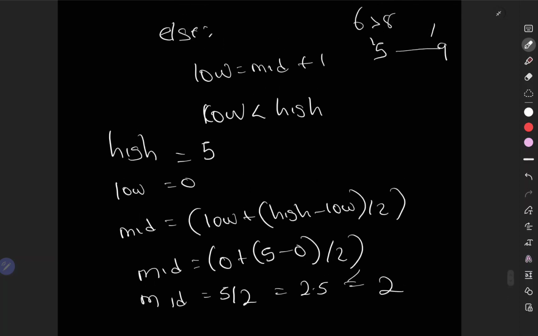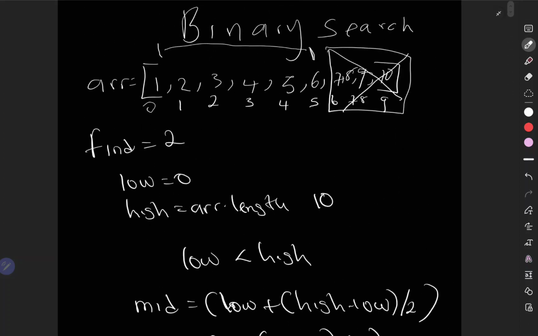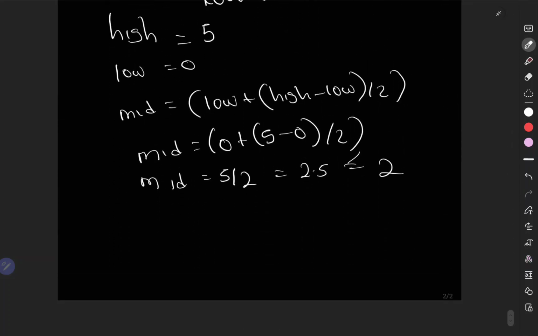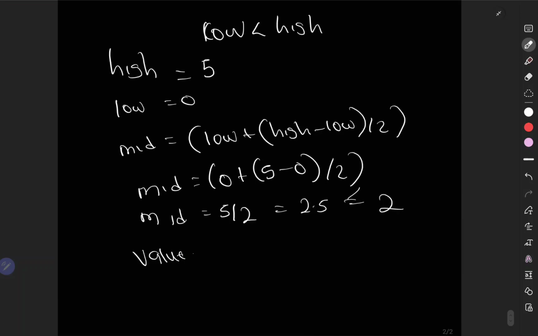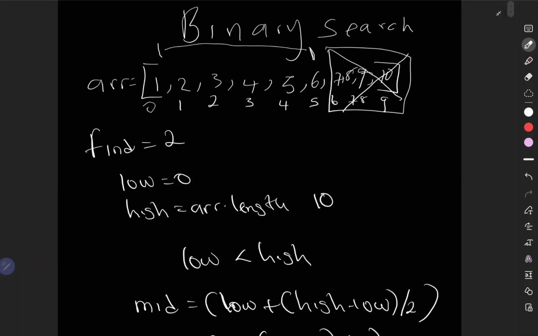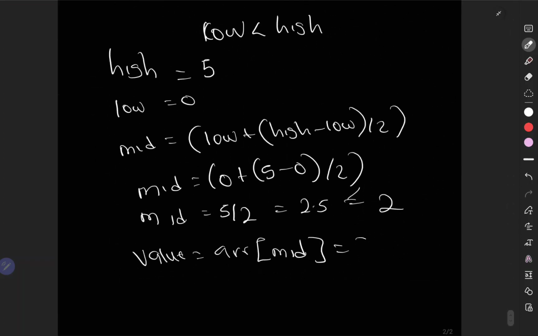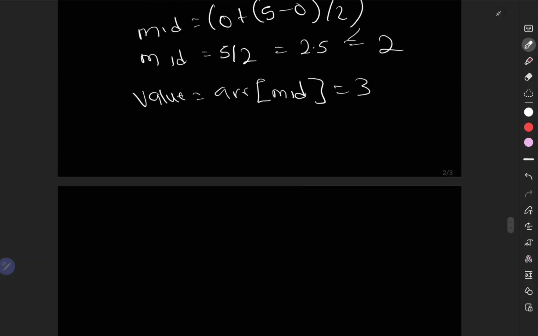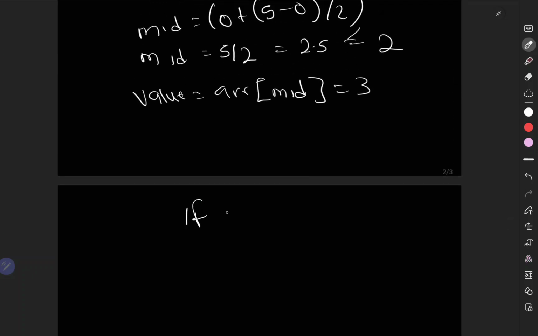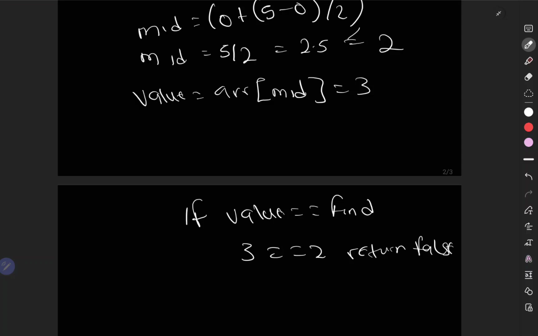Then let's go back to our array again. What's our value at index 2? Value, which is going to be array at index of mid, which is going to be 3. Then we come back again here, repeat the same. We say if value equals find, which is if 3 is equal to 2, return true, but in this situation it's false. We know for sure it's not going to work.